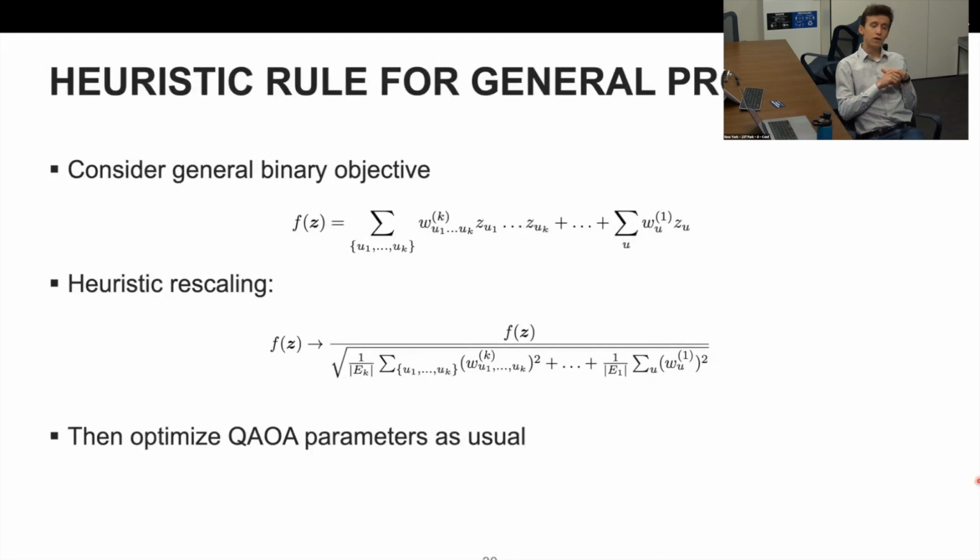Finally, the heuristic rule, the parameter setting rule we propose for max cut, essentially boils down to rescaling your objective by the second moment of the edge weights. You can take this idea and apply it to any general binary objective. So let's say your objective is some f that is defined as a polynomial on spins with corresponding coefficients w. You can rescale your objective by the second moment of the coefficients, and then, for example, optimize QAOA parameters as usual.